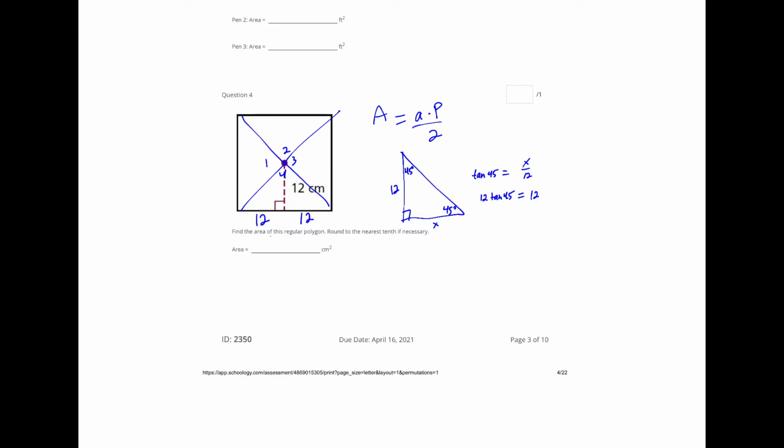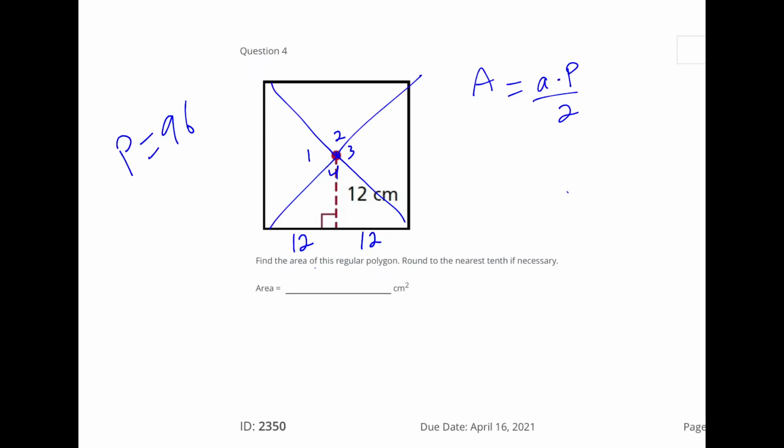The perimeter is equal to 96. So plugging things into my formula, the area is equal to 12, the apothem, times 96, the perimeter, all of that divided by 2. And that's how we get 576 centimeters squared for the area.